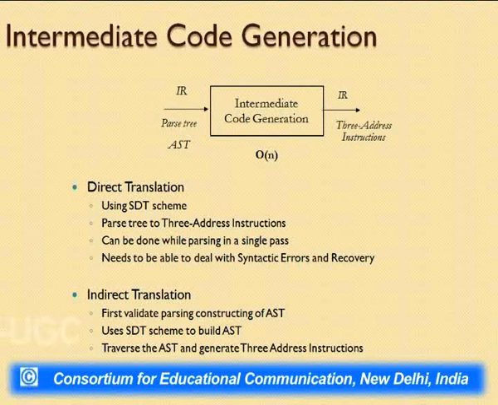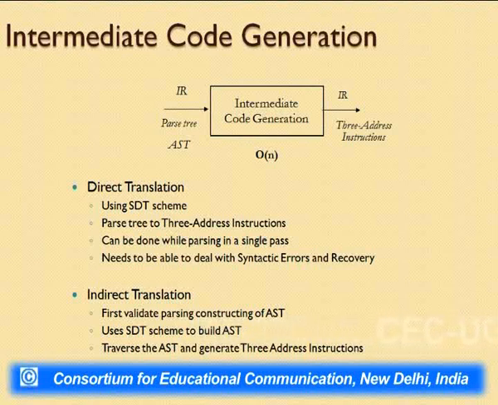So we were getting the IR in terms of, let's say, a parse tree or an abstract syntax tree, and the intermediate code generator is actually giving us the IR, let's say some 3 address code instruction. So it can be a direct translation using the syntax related translation schemes, parse tree to 3 address instruction, that can also be a case. As far as conversion is concerned, it can be done while parsing in a single pass. That can also be possible.